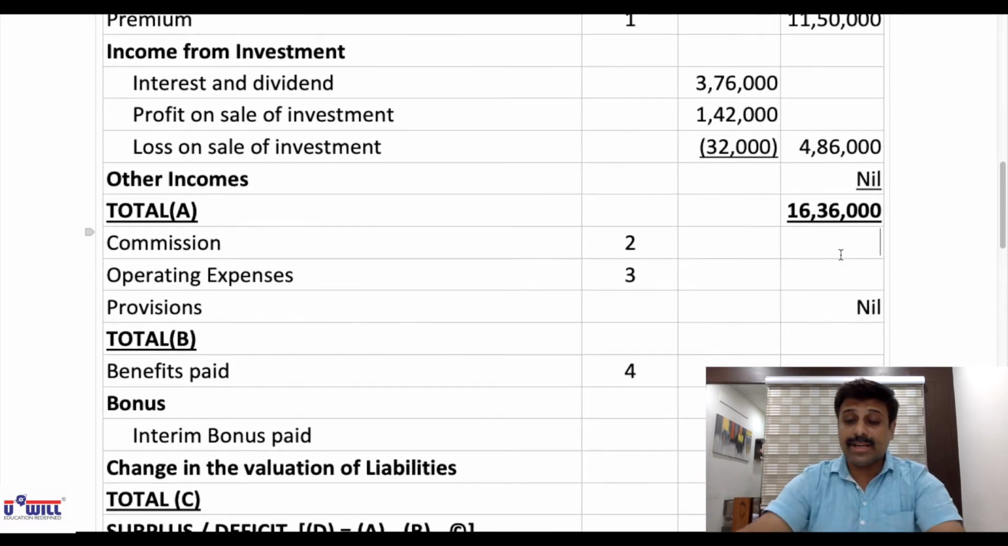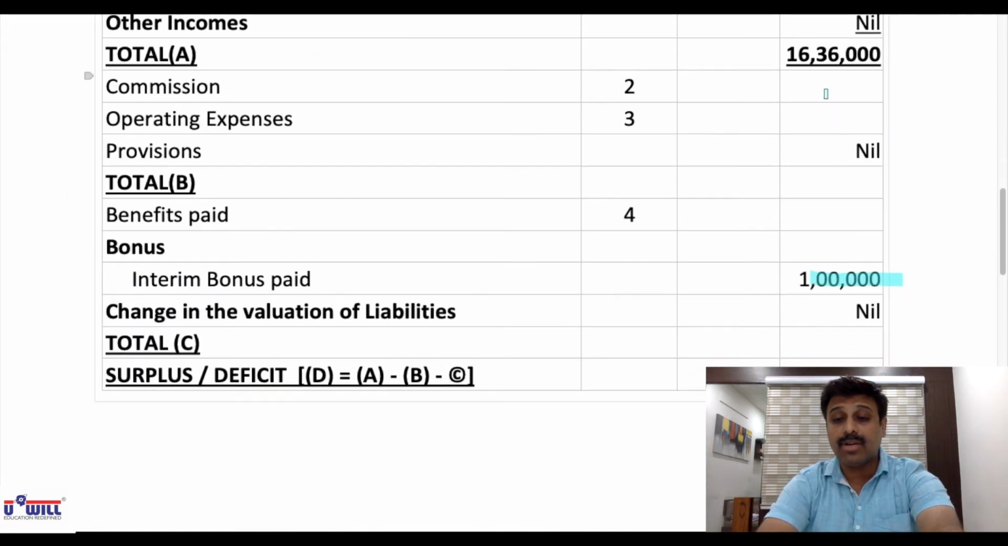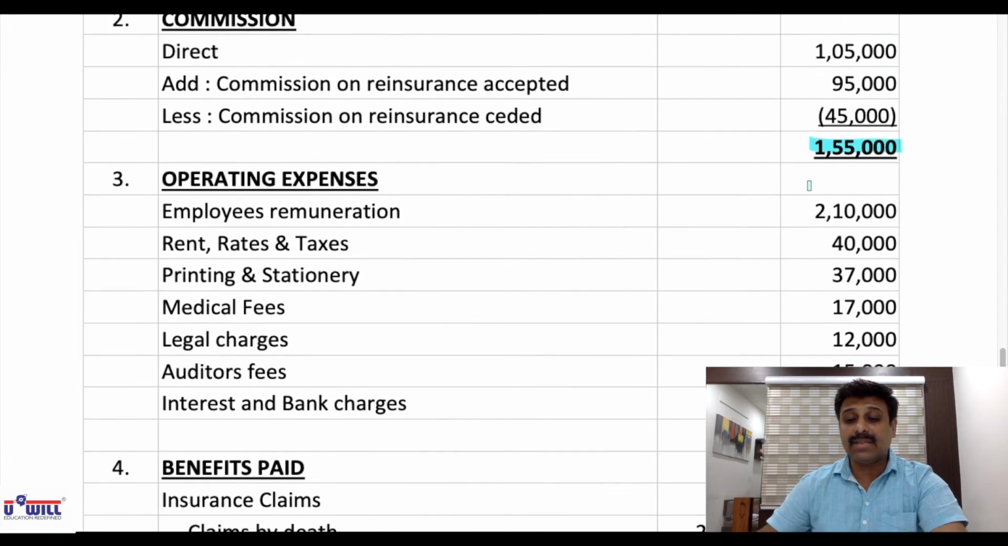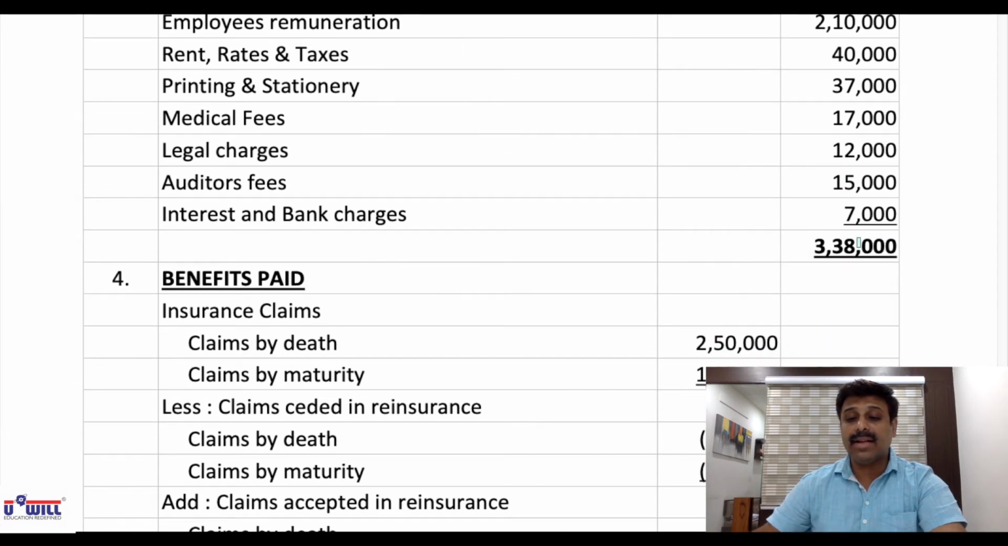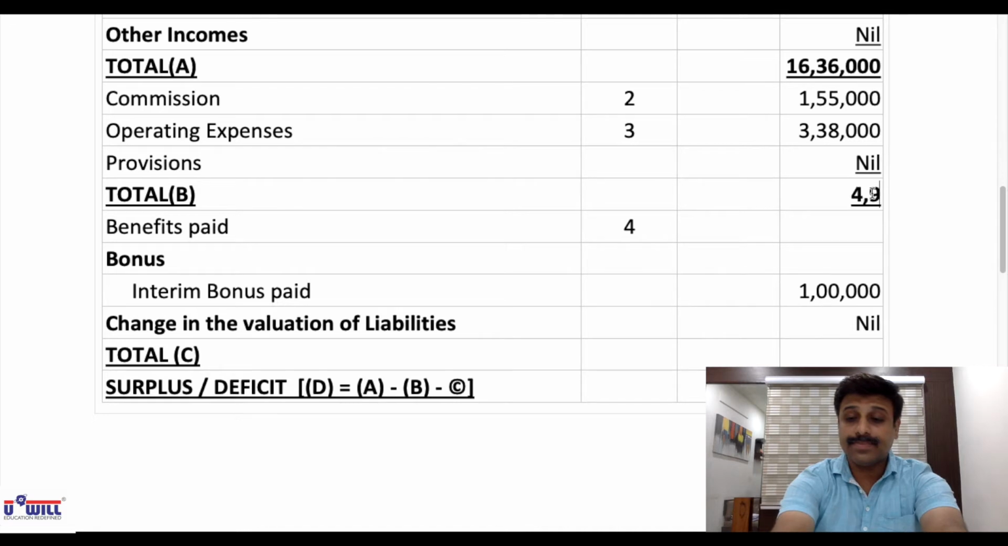Now commission as per schedule number 2, all of you look at it. Commission as per schedule number 2 is 1,55,000. So all of you write down commission as per schedule number 2, 1,55,000. Then operating expenses as per schedule number 3, 3,38,000. So all of you write down 3,38,000 for operating expenses. Then provisions are nil. So again we can get the total of second part. Do it everyone. 1,55,000 plus 3,38,000. That is 4,93,000.